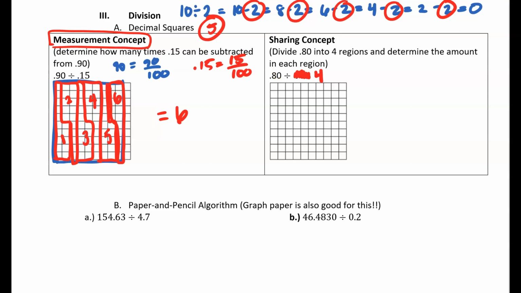If we were to do the measurement concept, we could, but it would take a long time because we would be subtracting 4, subtracting 4, subtracting 4. And you can't really subtract 4 from 0.80 because 4 is bigger than 0.80. So that gets complicated just understanding what that means. But we can do 4 groups. So let's draw 0.80. That's 80 hundredths. So 0.80 is 80 of those squares out of 100, or it's 8 of these columns. So I'm going to draw it like this.